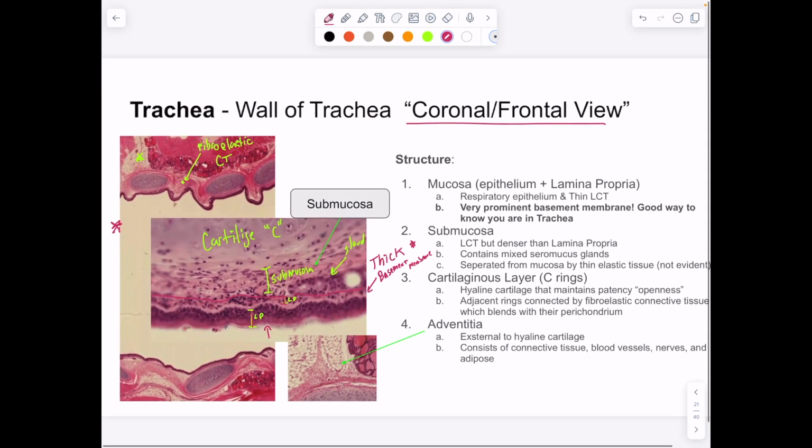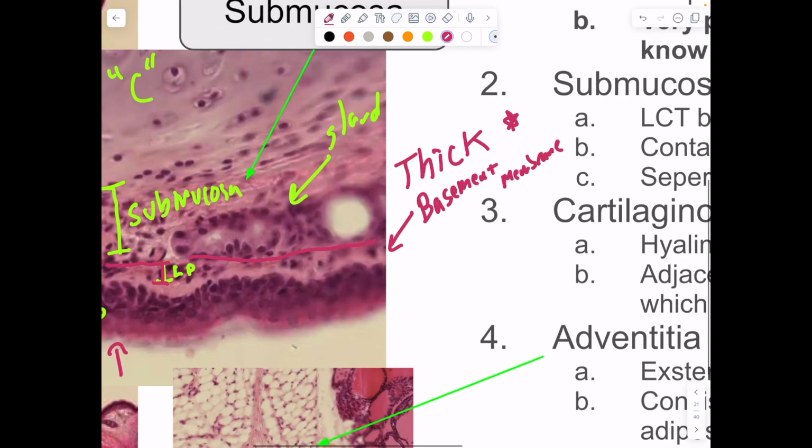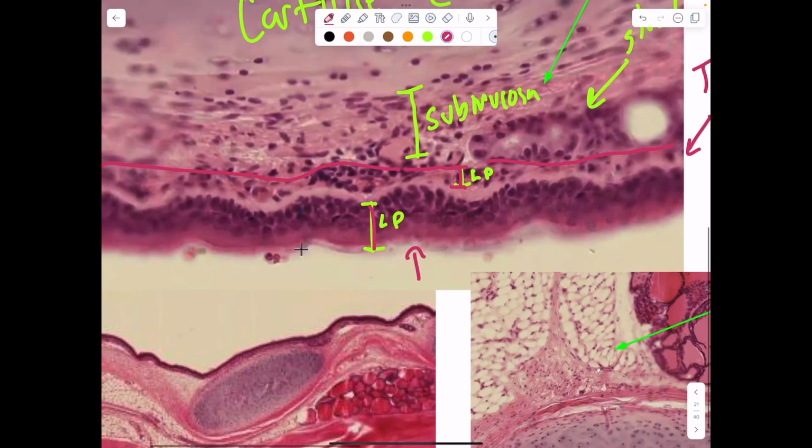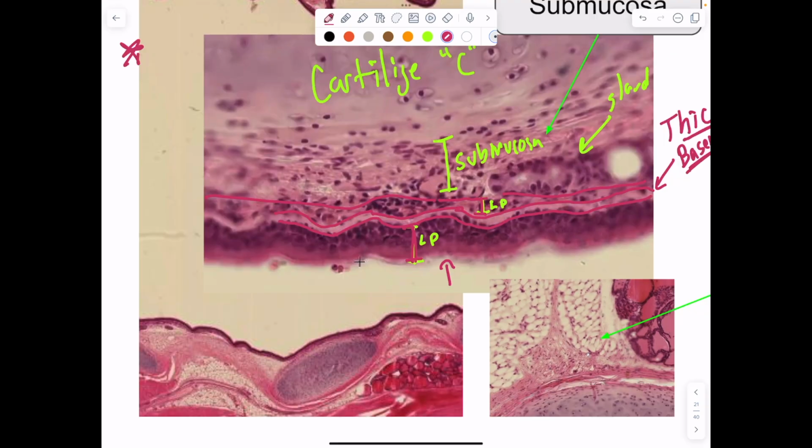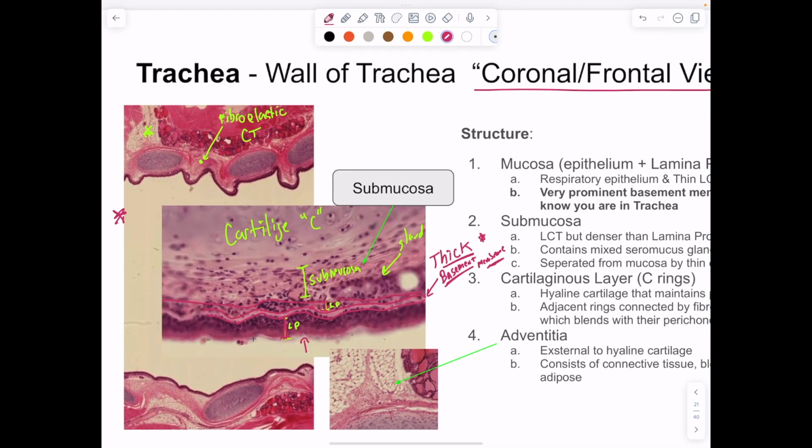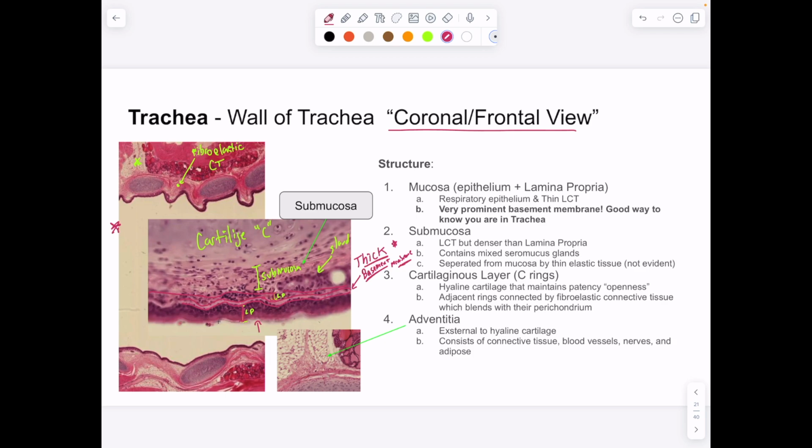That's our lamina propria. But the trachea is special because it has an exceptionally thick basement membrane. All right, so you can see here we have our respiratory epithelium, but this guy right here is like the chunkiest basement membrane you'll ever see. And so if you see that, you're like, okay, I've gone from larynx to trachea. That is one beefy basement membrane. All right, so mucosa, epithelium, thin loose connective tissue for lamina propria, very prominent basement membrane.